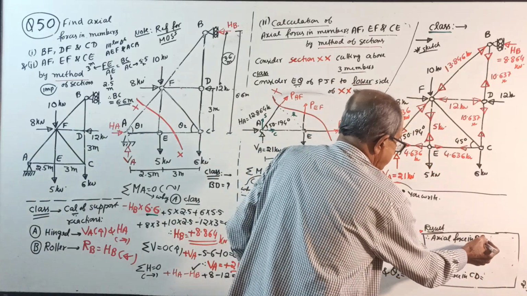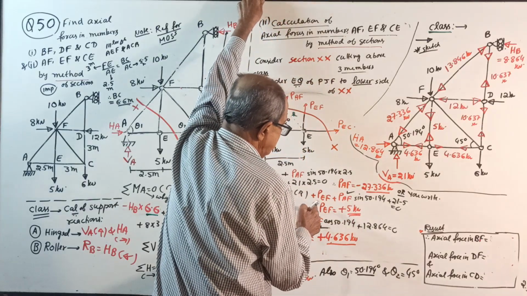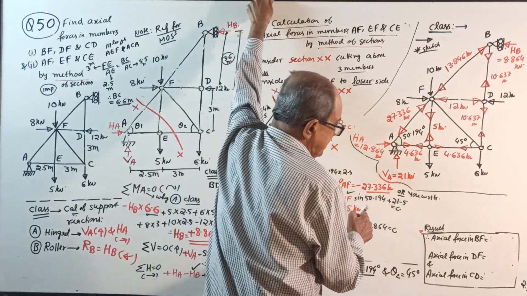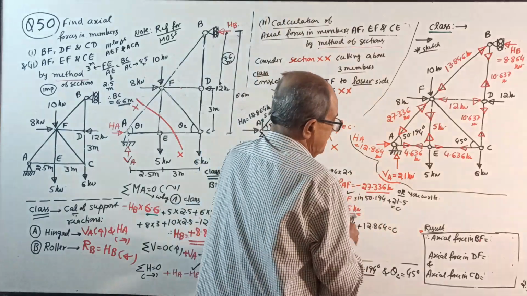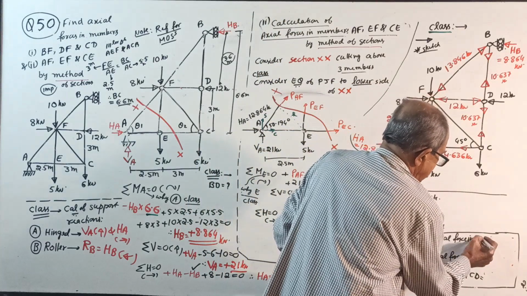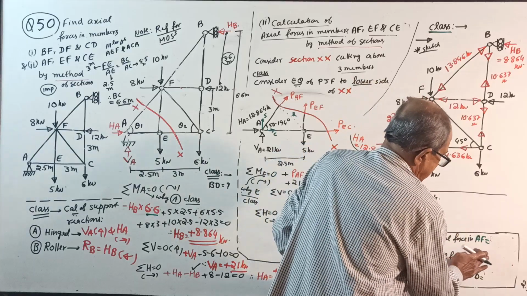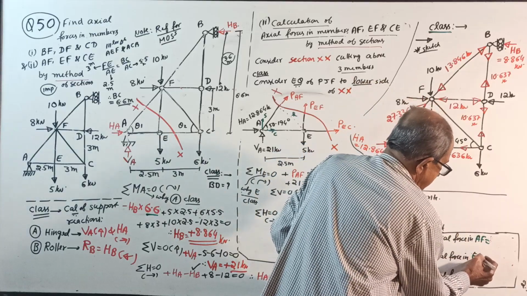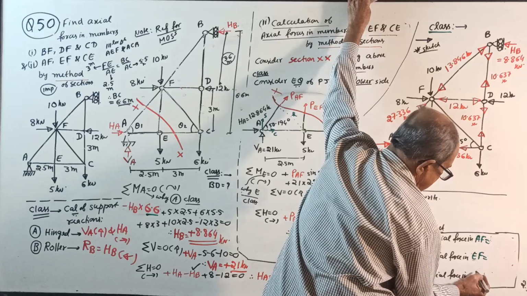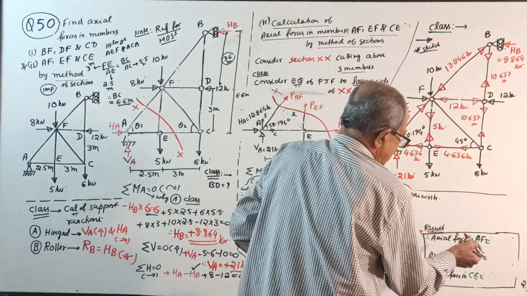Axial force in BF. Where is BF here? Is it BF or AF? It is AF, I think. Okay, sorry. It is AF. Sorry, it is not BF. I have to change it now. See, it is axial force in AF. Okay, I use green color. AF, then EF and then CE. Okay, I will put the answer. Not seeing there.